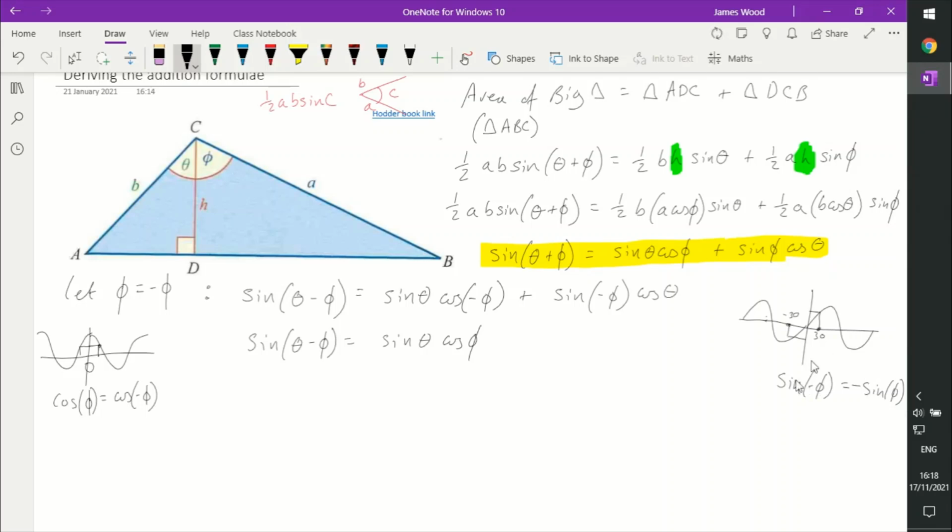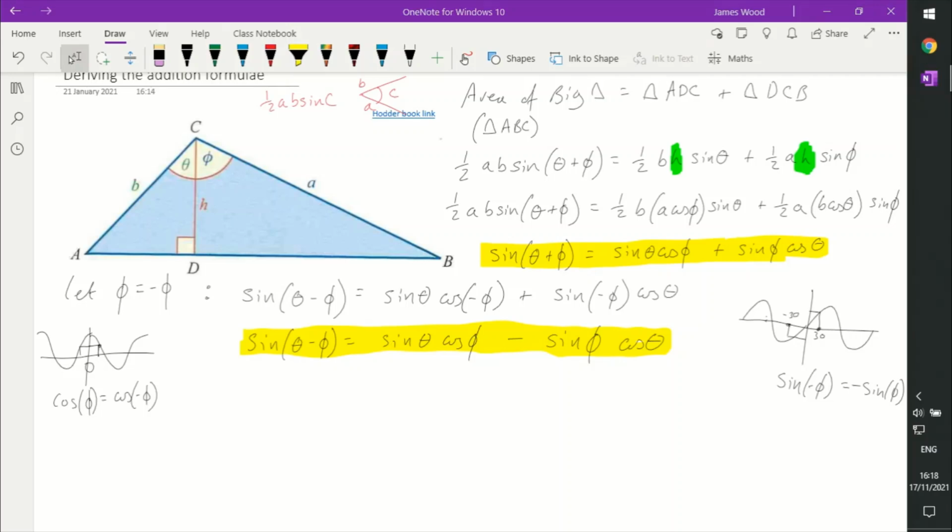And again, you could test this on your calculator as well to prove it to yourself. So this sine negative phi is actually just going to be minus sine phi cos theta. And this is our second addition formula. This is the formula for sine A minus B. So we've got our first two formulae, our sine addition formulae here.